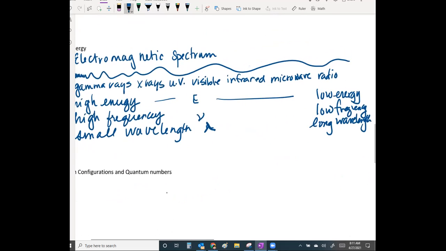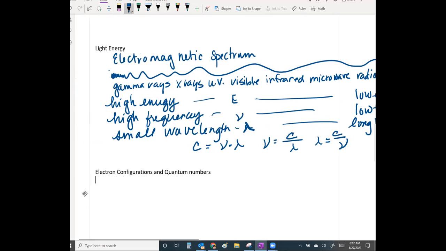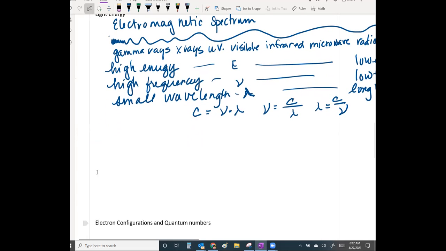And those all relate together in that the speed of light is equal to the frequency of light times its wavelength. So you can solve for frequency by taking the speed of light divided by wavelength. You can solve for wavelength by taking the speed of light divided by frequency. The speed of light is, of course, 3 times 10 to the 8th meters per second. Okay? So we've got that relationship.